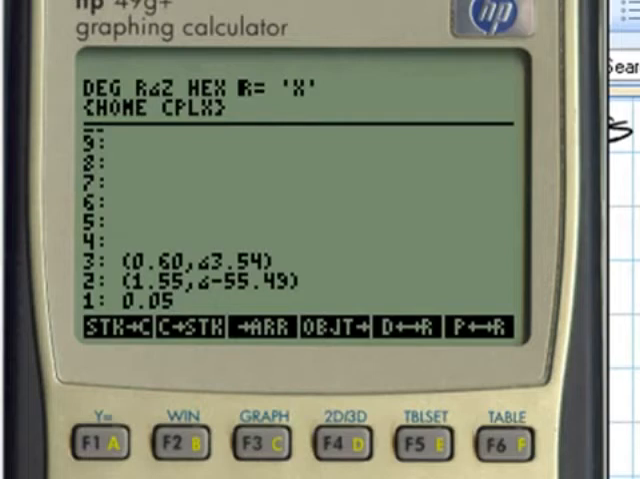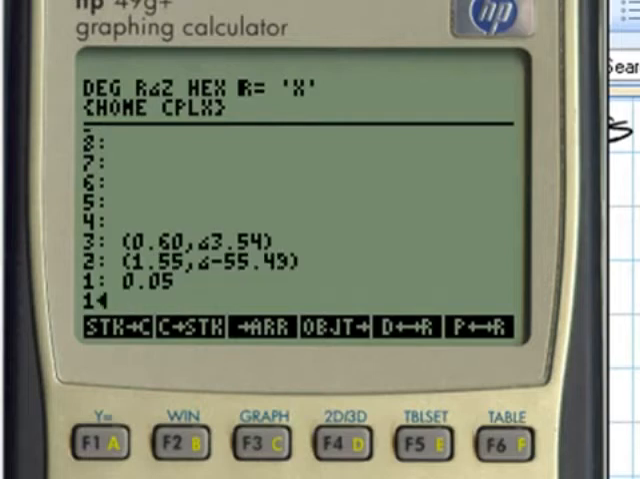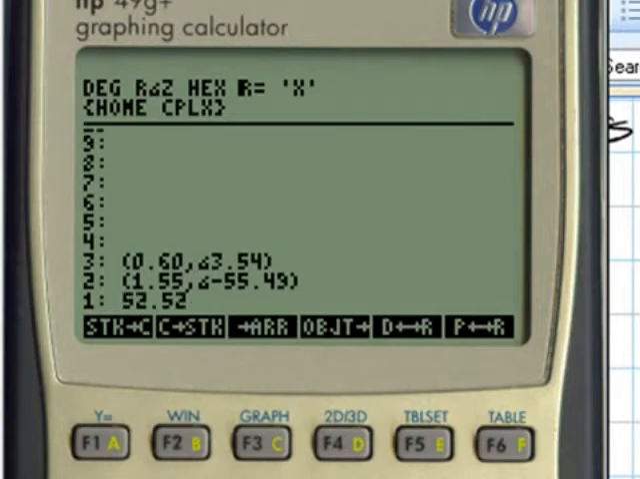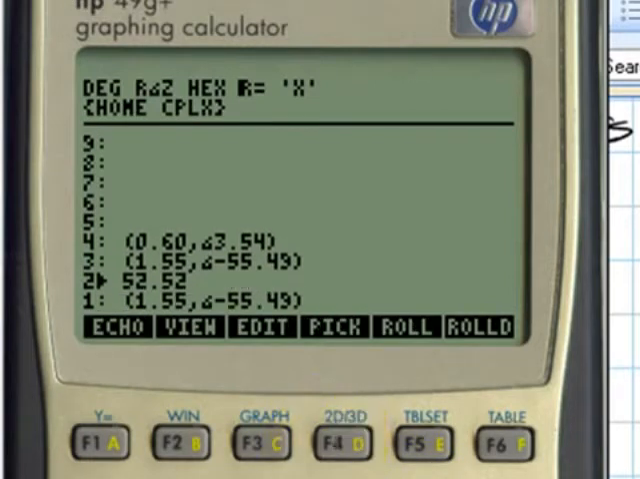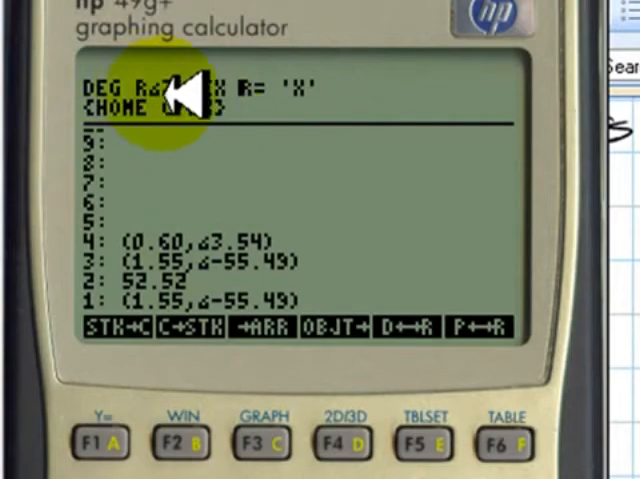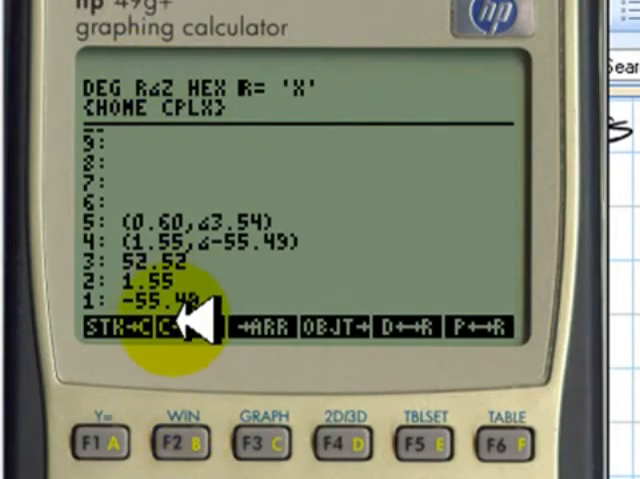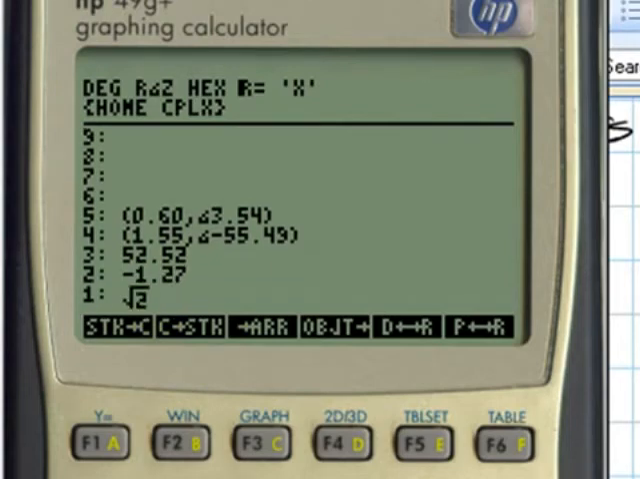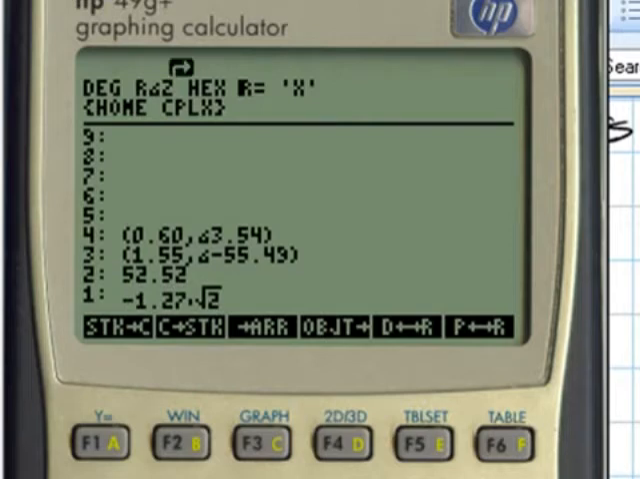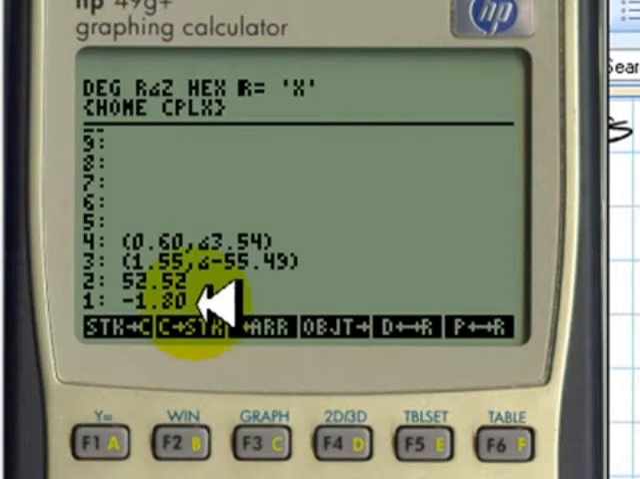Let's write that in milliamps: 52.52 milliamps. For the voltage we do something similar. Let me pick this value down here in degrees, and let's take the sine of that, multiplied by 155 and by root 2. Evaluate that as a number, and we get that the initial voltage in the capacitor was negative 1.8 volts.